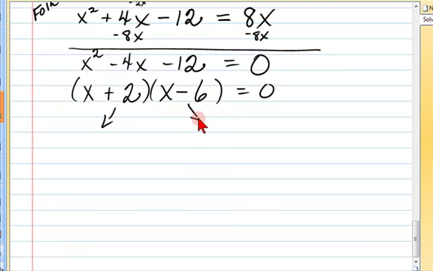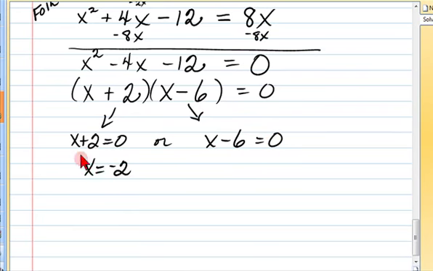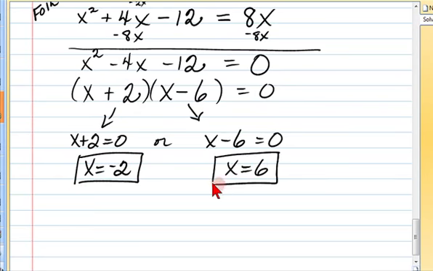Zero factor property, x plus 2 equals 0, or x minus 6 equals 0. That means x is negative 2. That's an answer. x is positive 6. That's an answer. Is that okay?